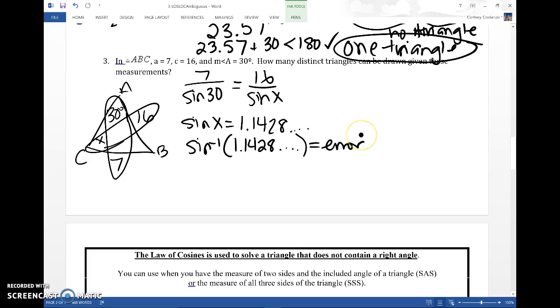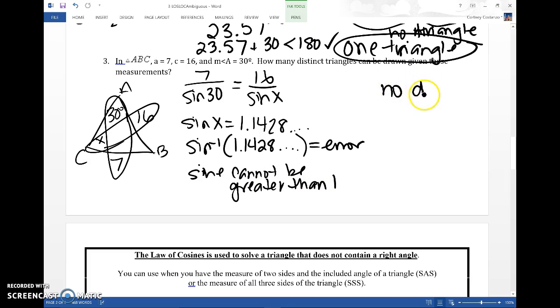And that tells me that there's actually no triangle possible, since sine cannot be greater than 1. So therefore, there are no distinct triangles possible.